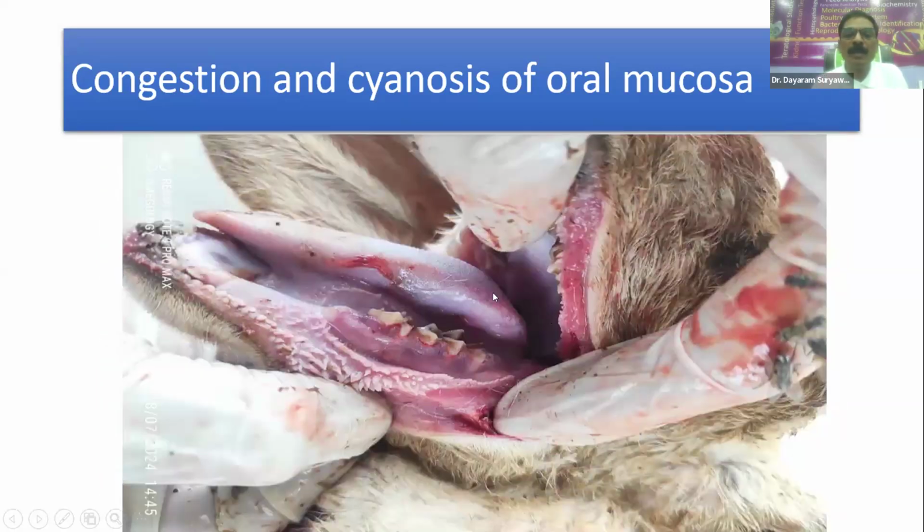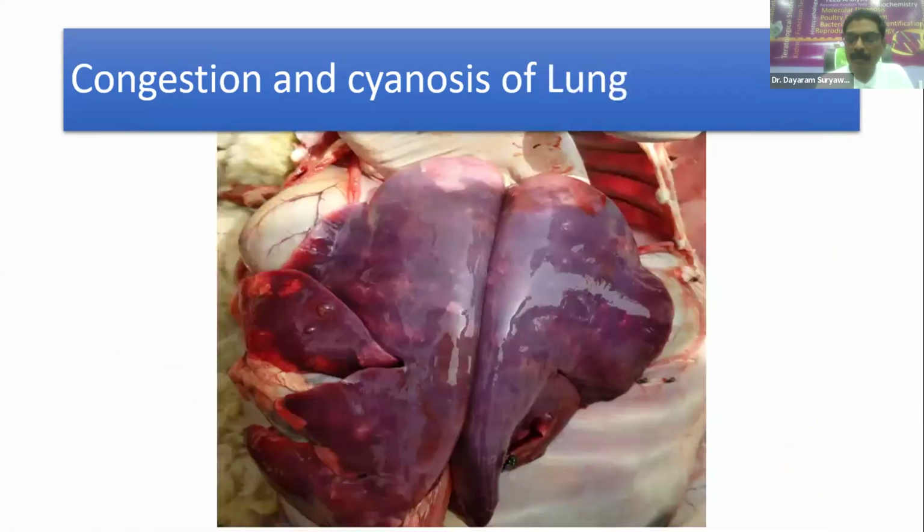Here you can see cyanosis of the tongue, cyanosis of the gingiva, and the oral mucosa is showing a little bit of cyanosis. And if you see carefully, the tips of the oral papillae are showing small pinpoint hemorrhages. At the tip of the papillae, we are getting small pinpoint hemorrhages. So these are confirmatory lesions, we can say, for Bluetongue.